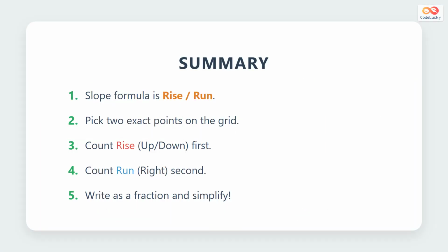To summarize, remember that slope equals rise over run. Always pick 2 clear points on the grid intersections. Count your rise first. Up is positive, down is negative. Then count your run to the right. Write it as a fraction and simplify if possible.